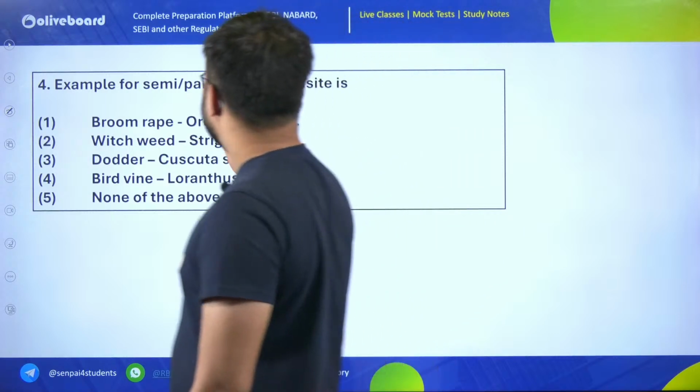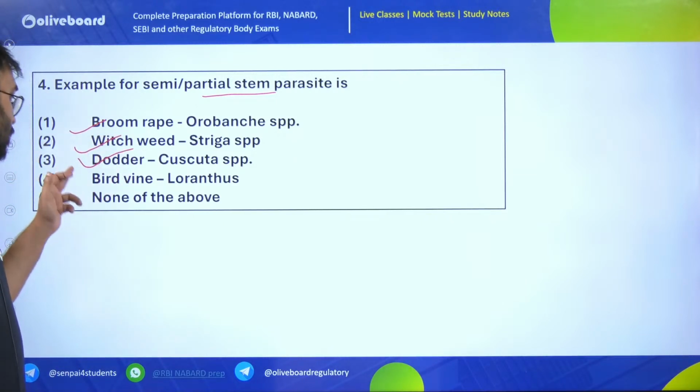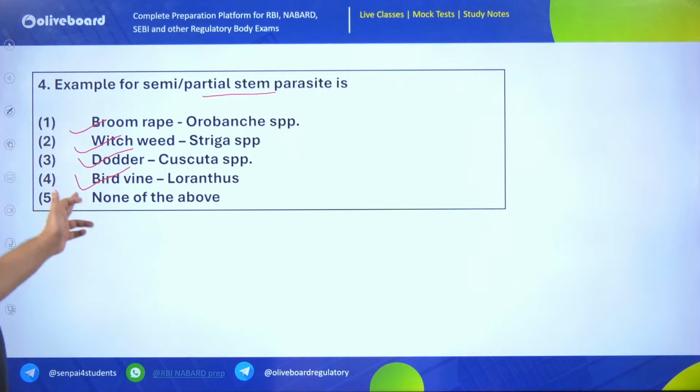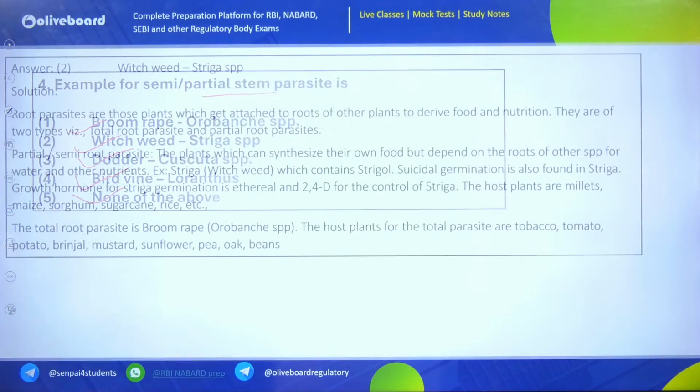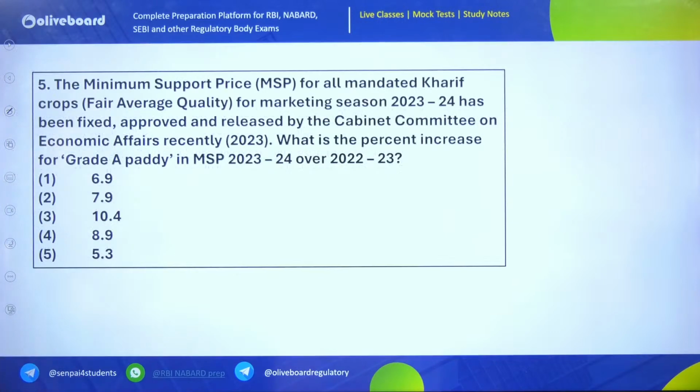Example of semi-partial stem parasite is known as broom rape for Orobanche, witchweed, Striga, dodder, Cuscuta, birdvine, Loranthus, and none of the above. I will give this answer. The answer here is witchweed, that is Striga.